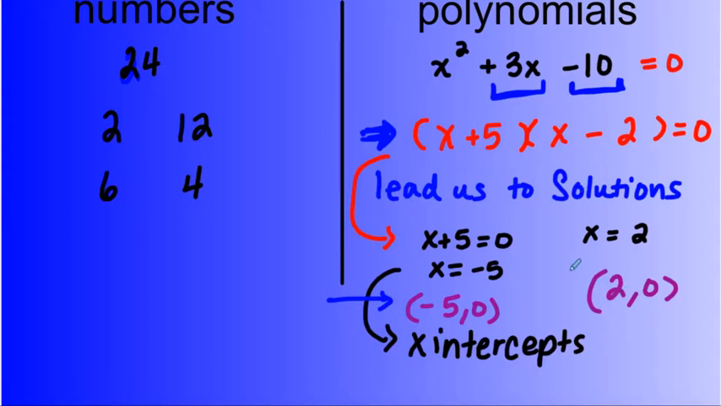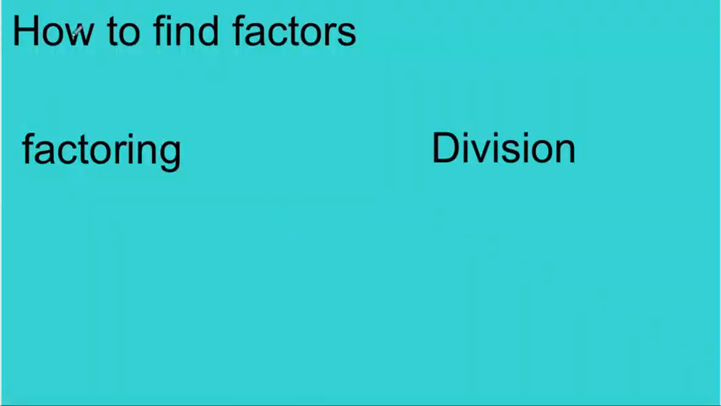On these tests, they often like to ask you which of the following could be factors. And you'll have to look for x-intercepts. So look for the y-coordinate of 0. All right, so how do we find factors? You find factors by factoring, which I did. We can also find factors by doing polynomial long division.